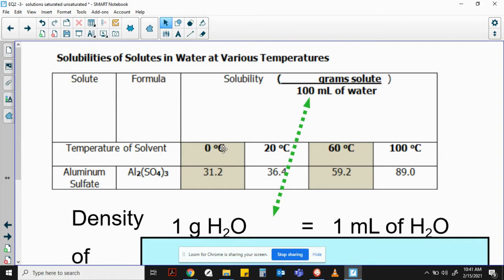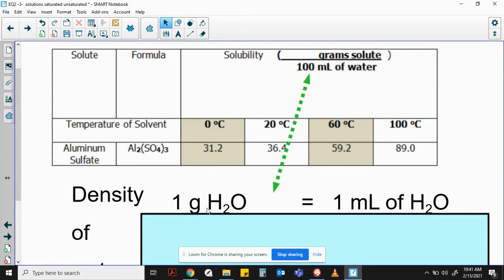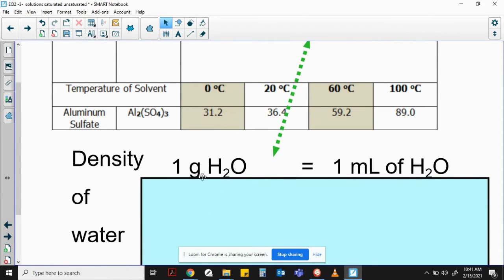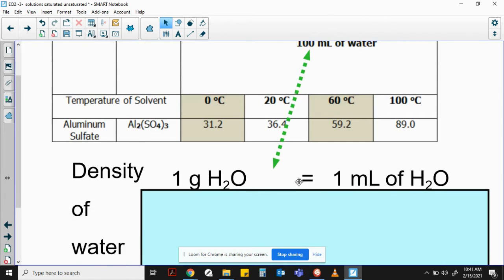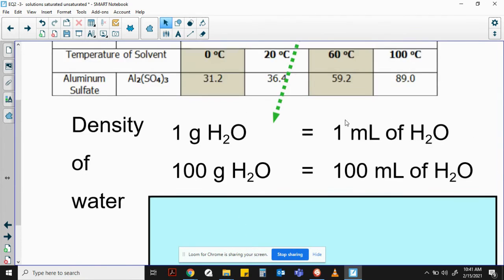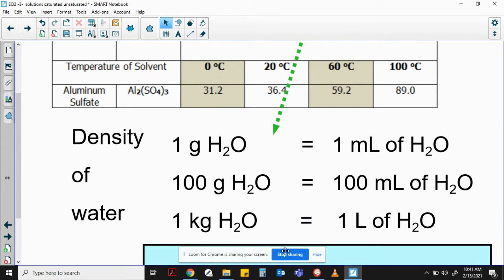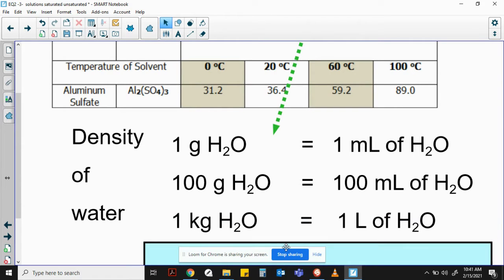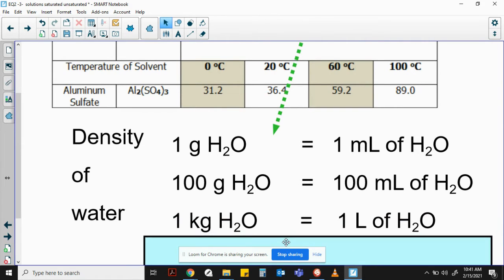Okay, so what's important for you to know is that the density of water is 1 gram of water is equal to 1 milliliter of water. And so if we have 100 grams of water, it can also be equal to 100 milliliters of water. This is just one step further, but if we have 1 kilogram of water, it's also going to be equal to 1 liter of water.